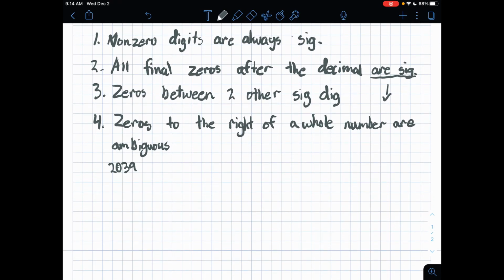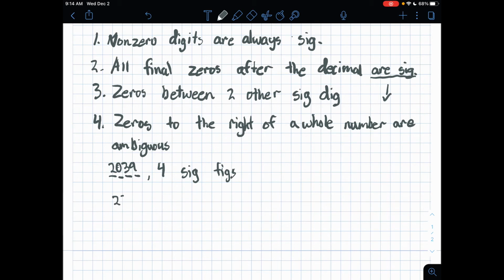2039, well, let's look at the rule. Non-zero digits are always significant. So we have a 2, we have a 3, we have a 9. All final zeros after the decimal are significant. Well, there are no decimals in here, so we don't have to worry about that. Zeros between two other significant digits are significant. So let's look at the 0. It's between a 2 and a 3, making it significant. So in total, for 2039, there will be 4 sig figs.